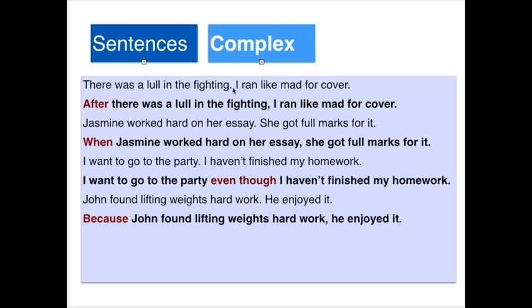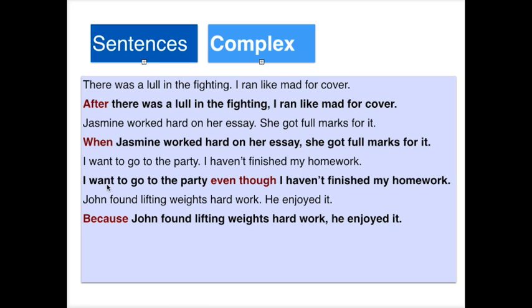So there was a lull in the fighting. I ran like mad for cover. Change that around. After there was a lull in the fighting, this is your dependent word, which means this is your dependent clause. So we need the comma here. I ran like mad for cover. This is now a complex sentence. The next one, when Jasmine worked hard on her essay, that doesn't make sense on its own. We've added the dependent word here. So we have the comma. She got full marks for it.